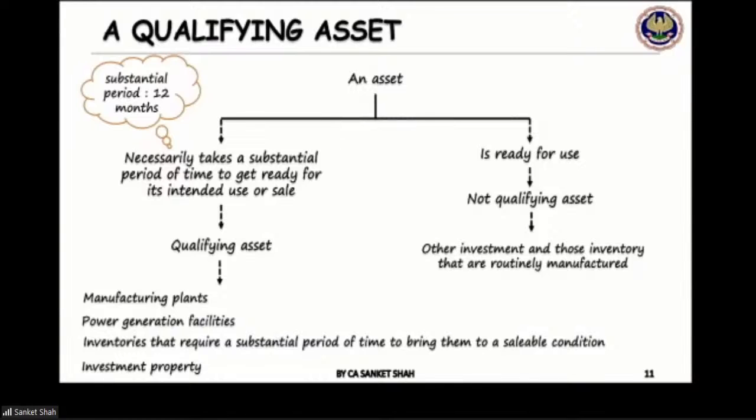Yes, beta, completed. So what is the substantial period? Whether it is given in the accounting standard or the guidance note? Very good. It is given in the guidance note. The accounting standard does not mention that 12 months is a substantial period. You may consider 3 months also as substantial, depending on the situation. So that's why they have given 12 months. You consider it as a substantial period.